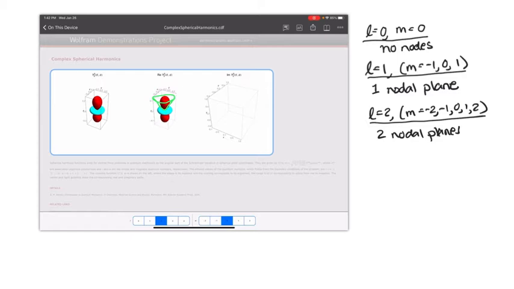cone-shaped nodal planes. So if I'm walking around in phi, and I start at this positive lobe up here, and I walk across this cone, I will get to this negative part of the function. And then if I cross this cone, I will go back to a positive part of the function. So again, I have two nodal planes. They're just not straight planes. They're cones that are wrapped around this shape.